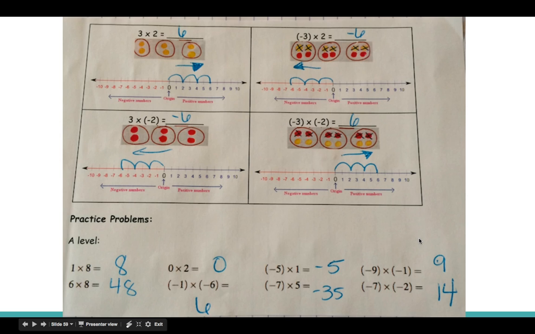All right, down at the bottom of your paper, you have some practice problems. I would like you to try some of the practice problems on your own and then check the answers with the video after. So pause the video now, and then when you're done, check your problems after. Or you can ask me or Miss Candy to go through some of them with you.